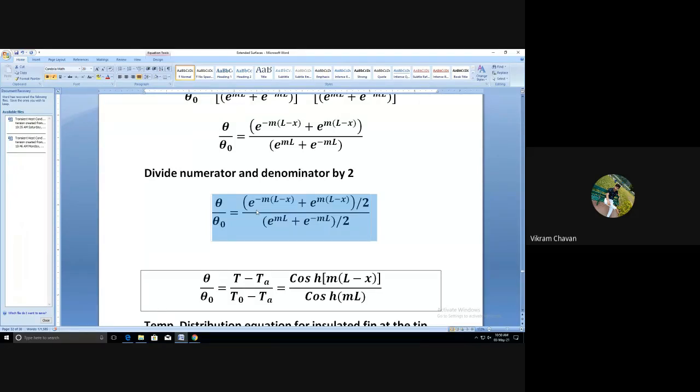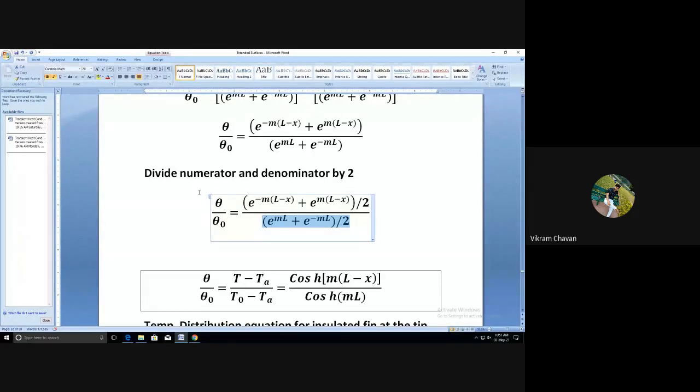Now here the term is e raised to minus m inside the bracket L minus x plus e raised to m inside the bracket L minus x. So instead of x, we have to consider m inside the bracket L minus x, divided by 2. So that will be cos hyperbolic of m inside the bracket L minus x, and in the denominator side e raised to ml plus e raised to minus ml divided by 2 will be cos hyperbolic of m multiplied by L. Getting everyone? So write down, divide numerator and denominator by 2.